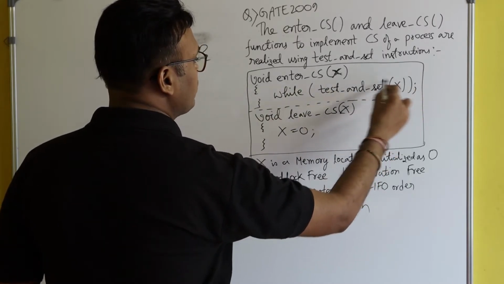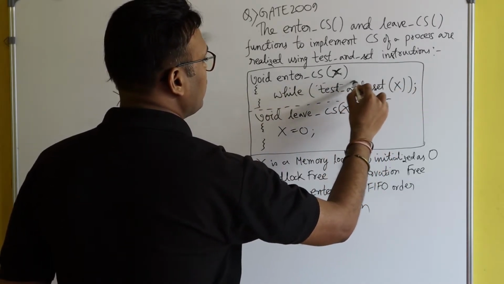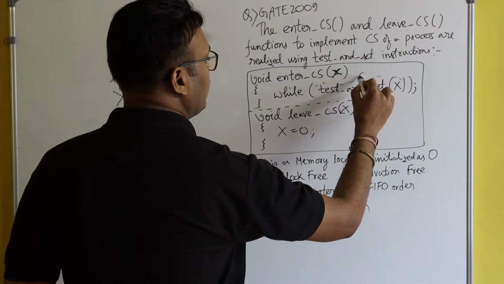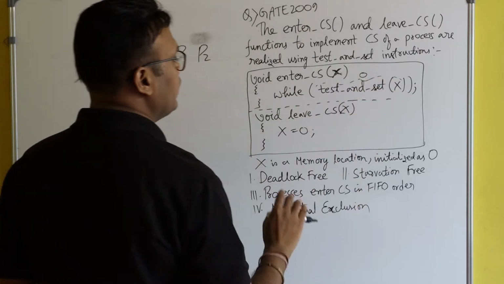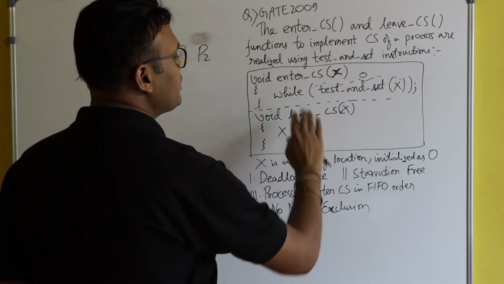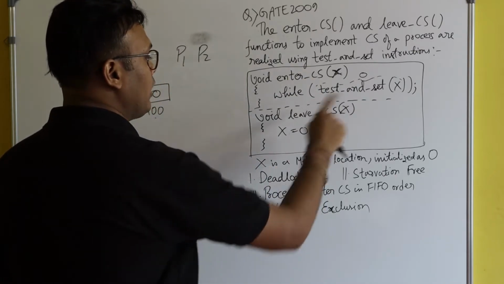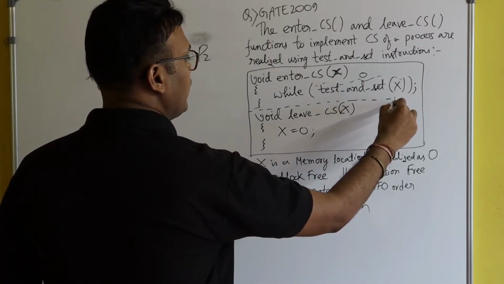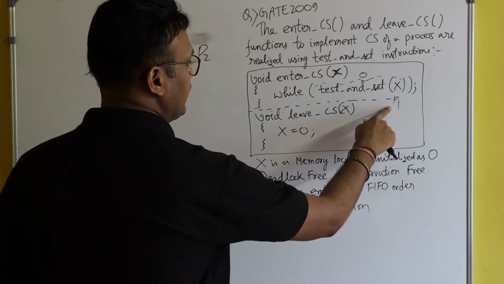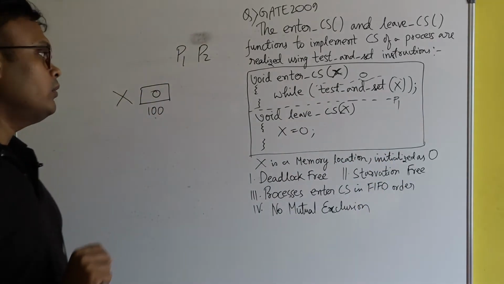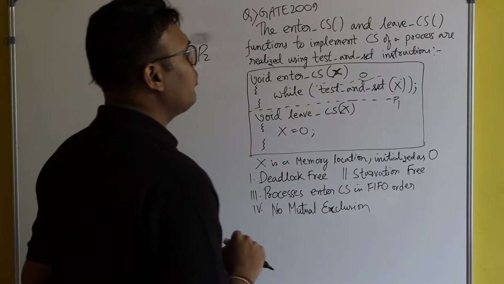Old value of x will be returned. So this code will receive 0. While 0, it means what? The while loop will be broken, and after that the process will enter inside the critical section here. Fine. And after that what will happen?